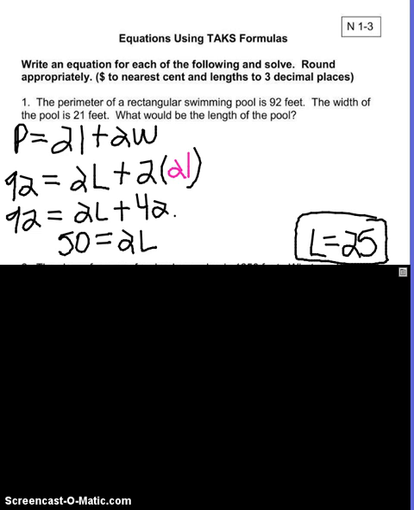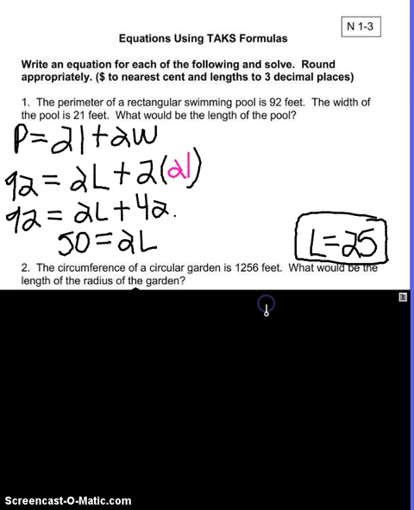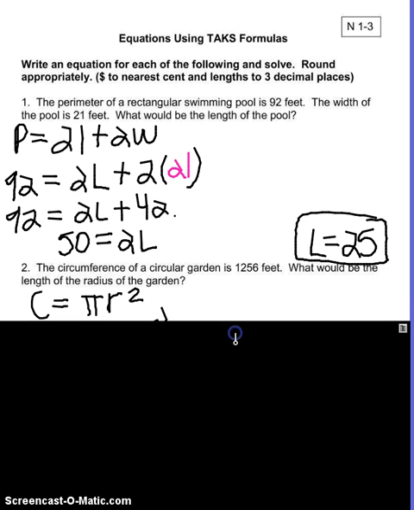Okay, let's look at the second equation. My second question says the circumference of a circle garden is 1,256 feet. What would be the length of the radius of the garden? So first we need the circumference formula. So go ahead and copy this down. Circumference is equal to pi r squared.